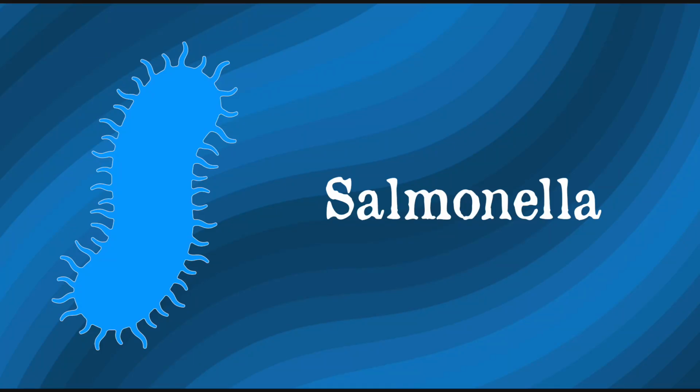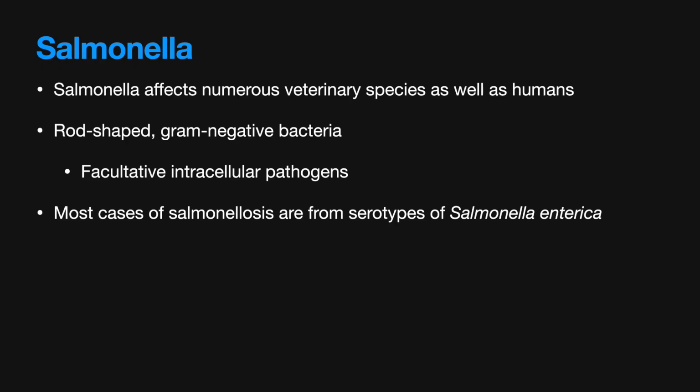In this series, we do a deep dive into a specific veterinary pathogen and look at how it affects multiple species. Today, we're going to take a look at Salmonella. Salmonella is a rod-shaped gram-negative bacteria that affects numerous veterinary species. It is a facultative intracellular pathogen, which means that it must live within the host cells.